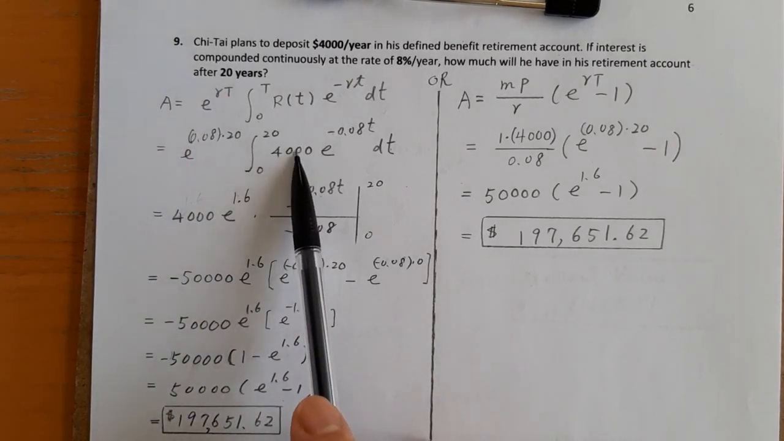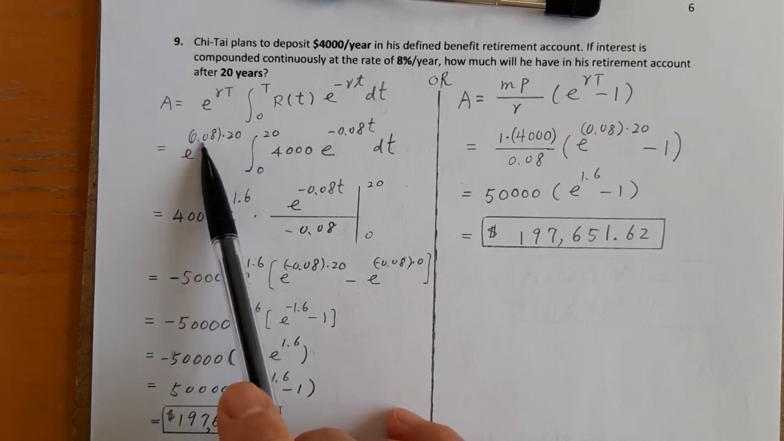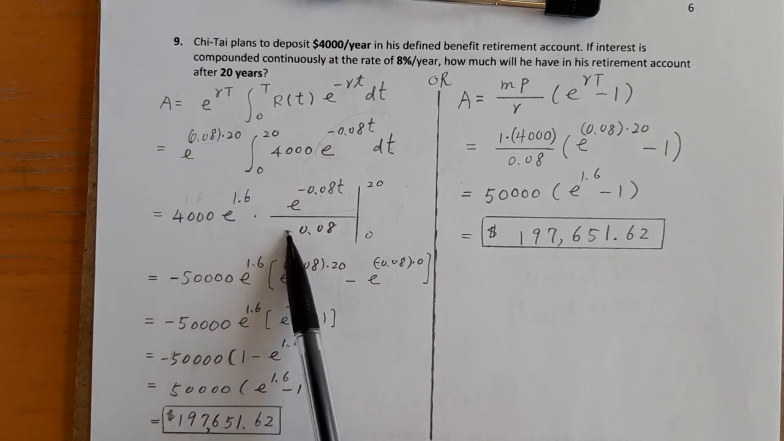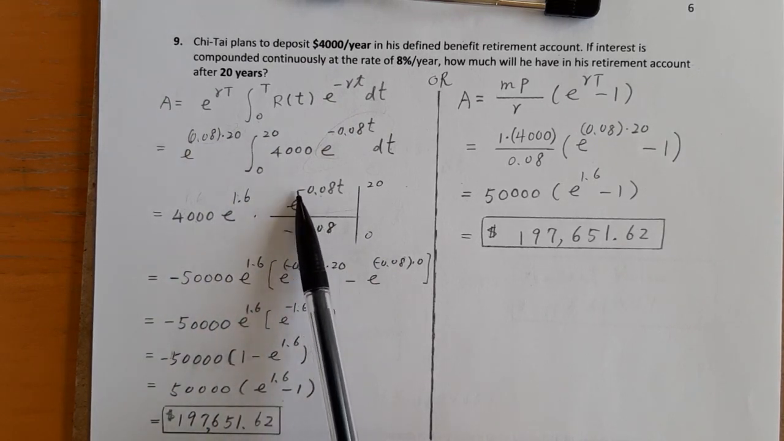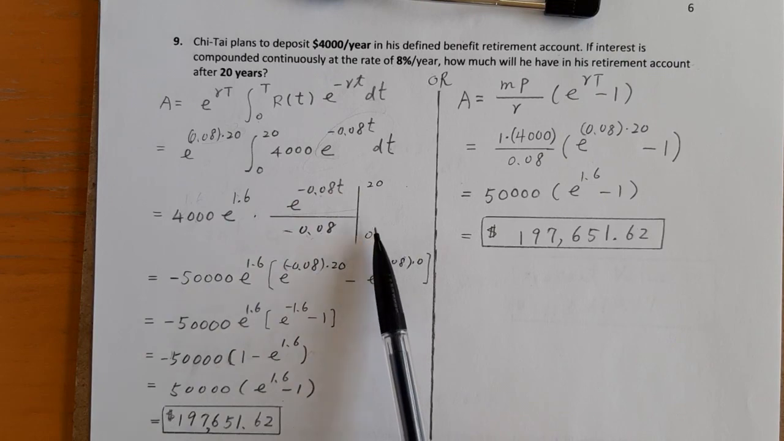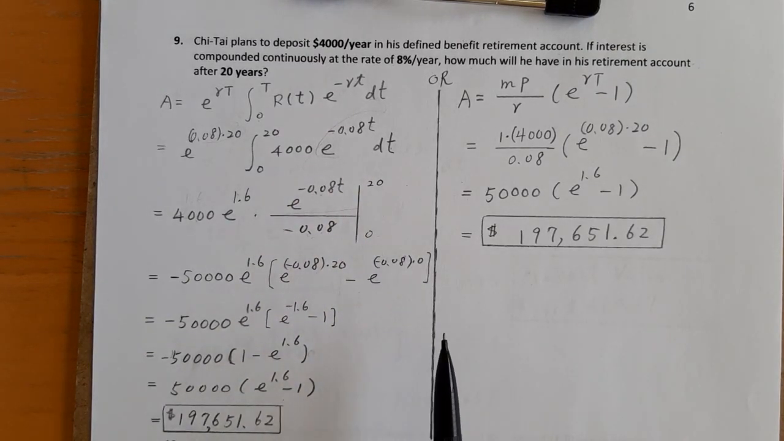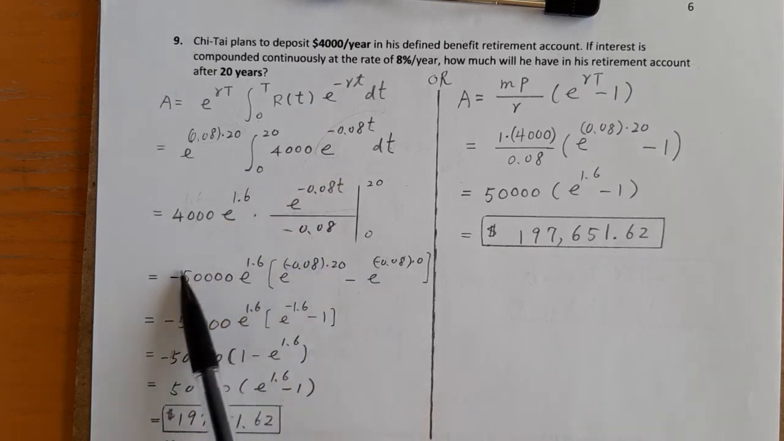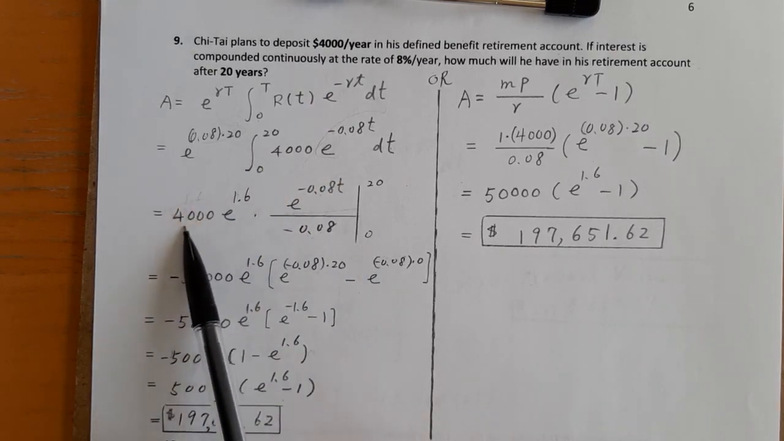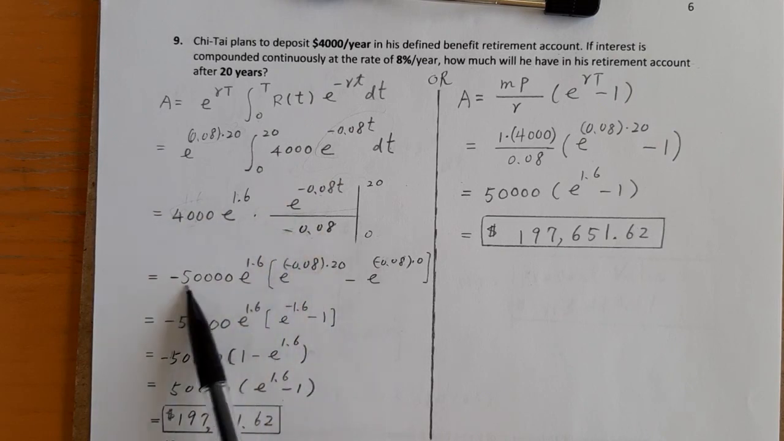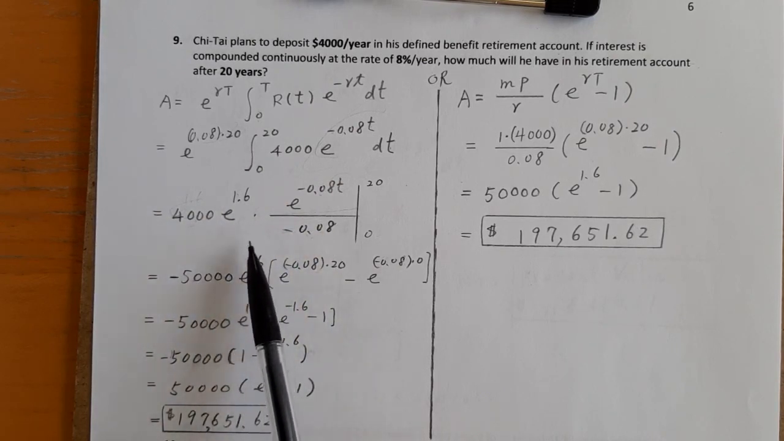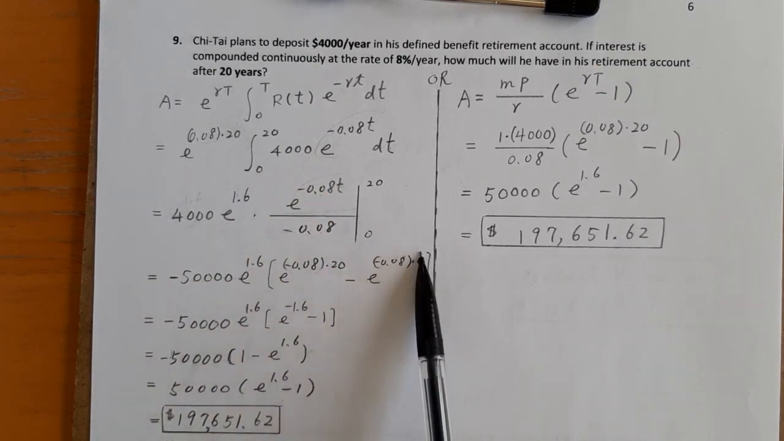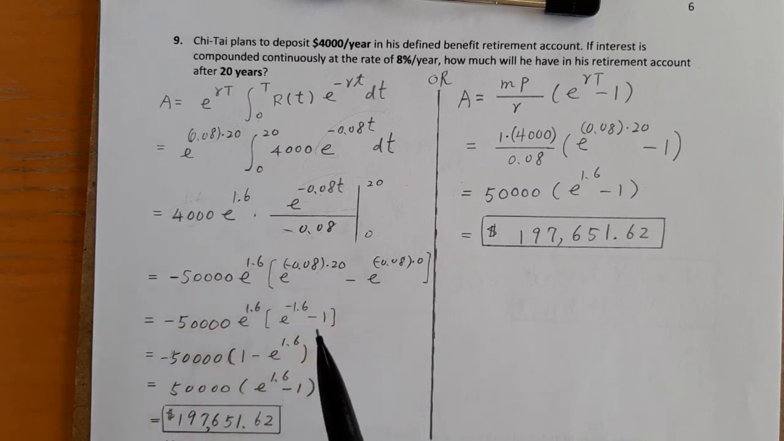So you factor out the 4,000, e to the power, this time together is 1.6. And then take the integral: you divide by negative 0.08, e to the power negative 0.08t, and go from 0 to 20. Then you plug the 20 in for t. So it's 4,000 divided by negative 0.08, which is negative 50,000, e to the power 1.6. This 20 put in for t, and 0 put in for t, and subtract.